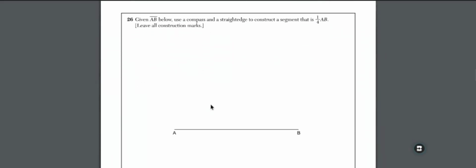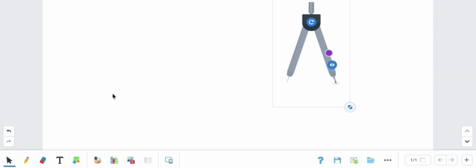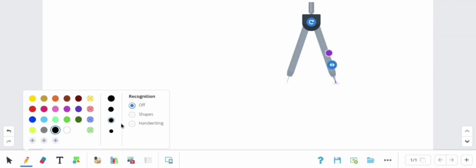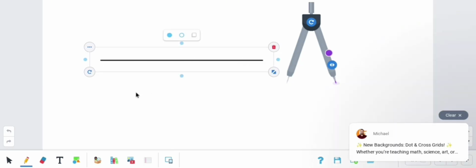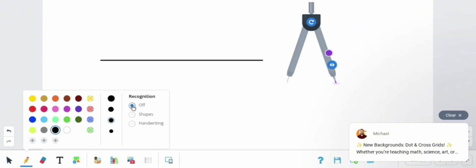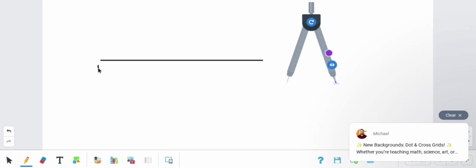Question number 26 is a construction question. So it says, given a line segment AB below, use a compass and straightedge to construct a segment that is 1/4 of AB. So I'm going to show you what this construction looks like. I'm going to draw a straight line for you, and that's going to be line AB. So right here is going to be my A, and over here is going to be my B.